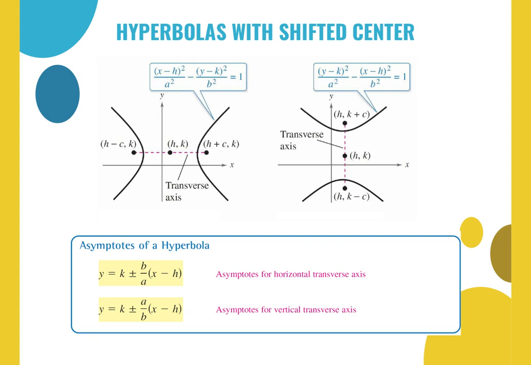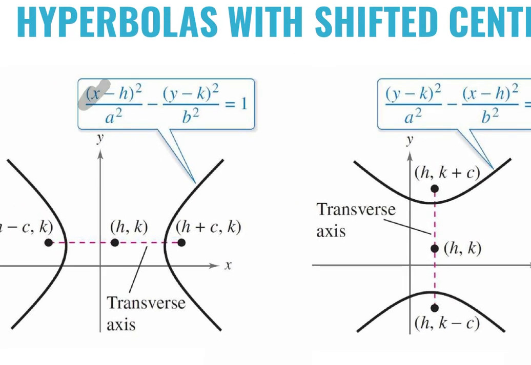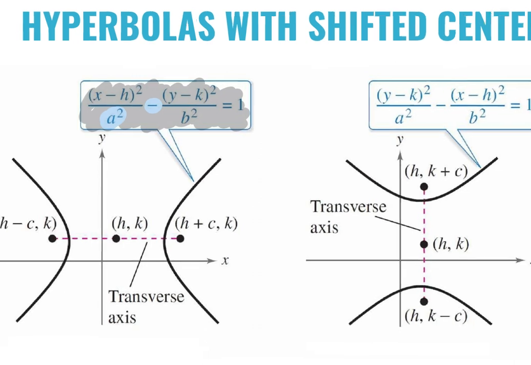So as a reminder, here are the standard equations of the hyperbolas. If it is a horizontal hyperbola, then it's x minus h squared over a squared minus y minus k squared over b squared equals 1. The minus is in between, which is important, and the a squared is whatever comes first, so whichever variable has the positive sign. And that's what makes it horizontal if it's x.